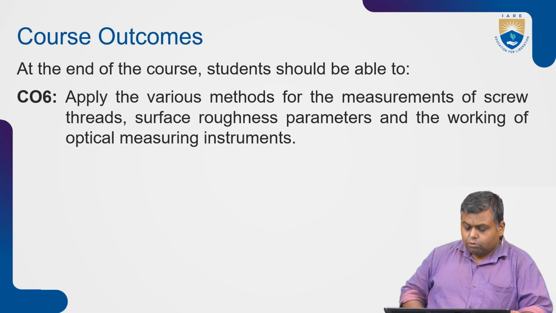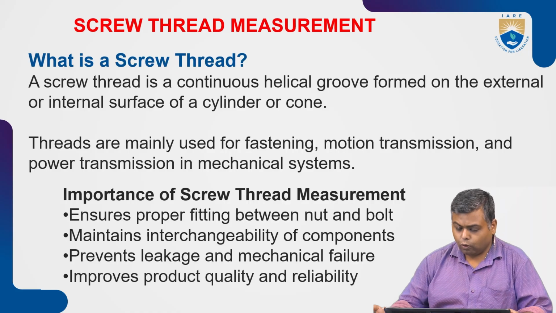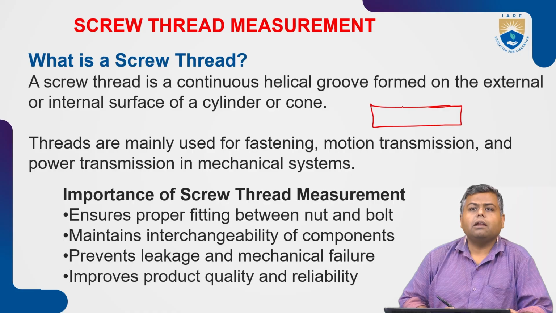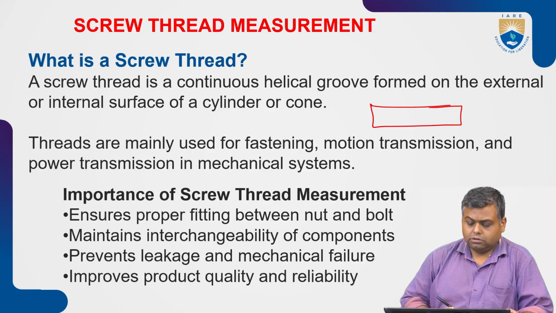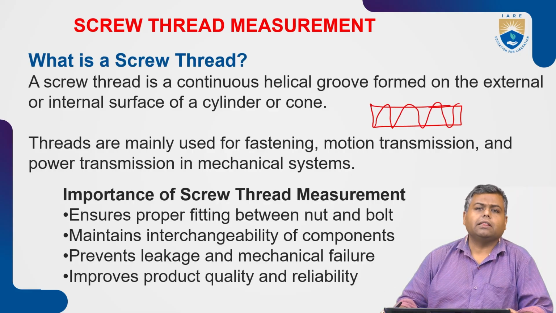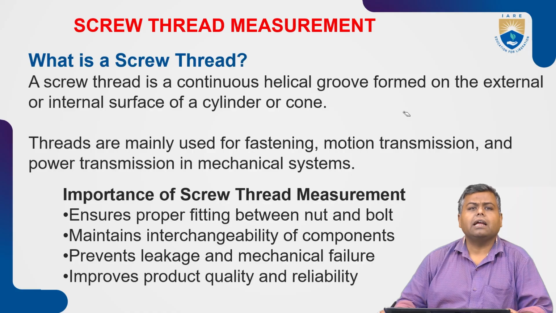Let us see what we mean by screw thread and how these are measured with respect to their profile. A screw thread is a continuous helical groove formed on an external or internal surface of a cylinder or a cone. In general, there will be a shaft, and a shaft can be converted into a screw thread. We engrave screws on the shaft by any machining method. These threads are mainly used for fastening, motion transmission and power transmission in mechanical systems.